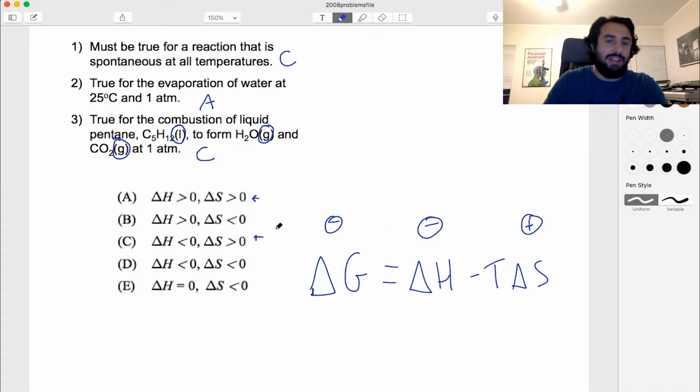So we've got C. So this is a nice problem, making sure that we understand delta H, what positive and negative values mean, delta S, what positive and negative values mean, and how they correlate with delta G, so that we can talk about these various processes and understand qualitatively what is going on.